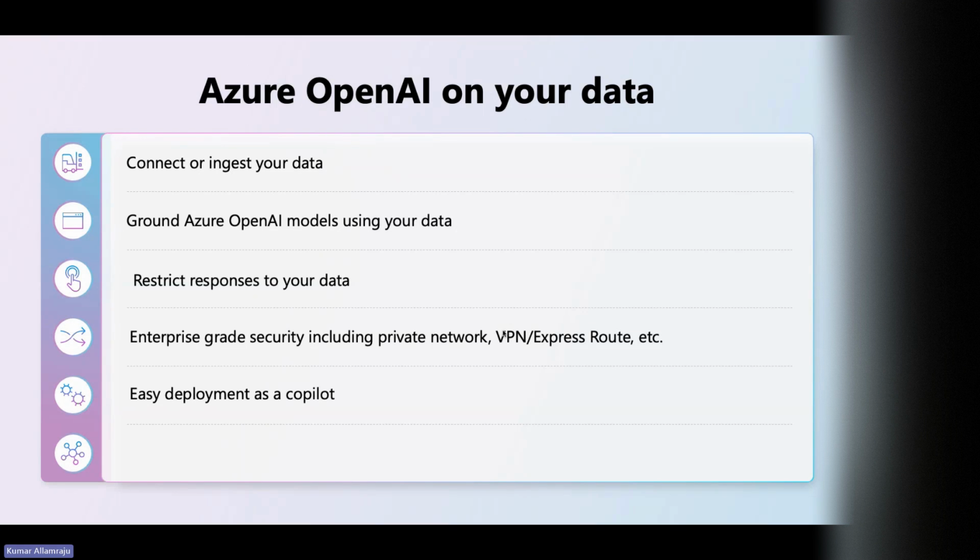But let's say you are working on some sort of confidential data that you do not want to be exposed. You only want it to come from your private network. That's where customers use site-to-site VPN or ExpressRoute with Azure. So that's where you can use Azure OpenAI on your data. And most importantly, when you use all these things, you can simply deploy this as an app service as a co-pilot, which I'll show you in my demo.